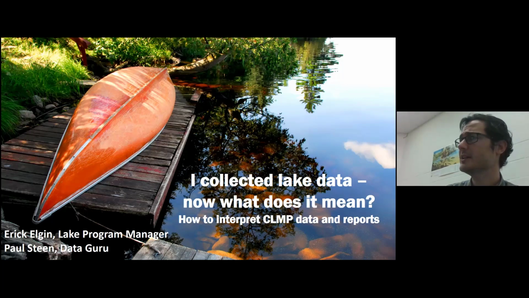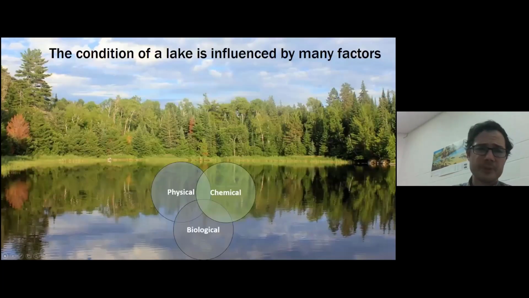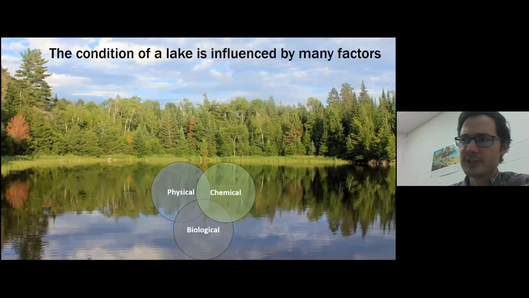So there we go. The condition of a lake is influenced by many factors. When we think about why a lake is the way it is, we look internally into that lake at the physical, chemical, and biological components, and how they interact with one another to give us what we see in our lake or what is happening in that water body.